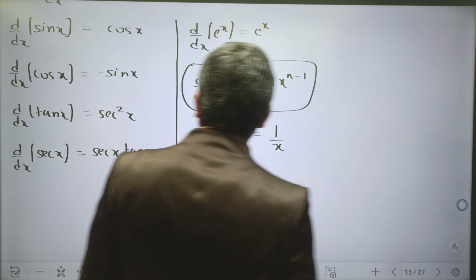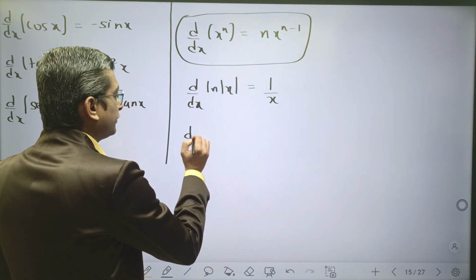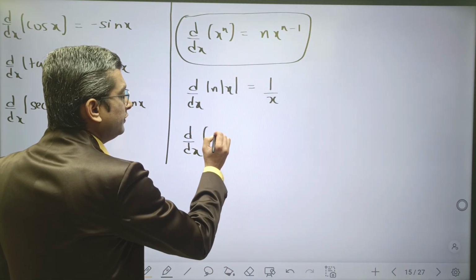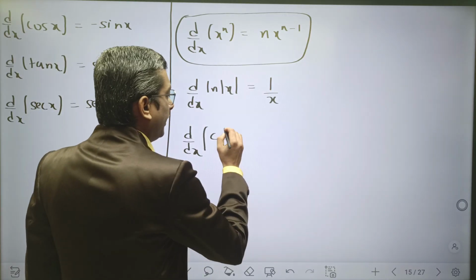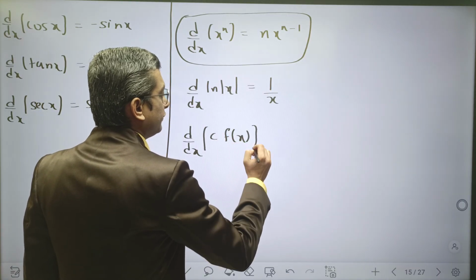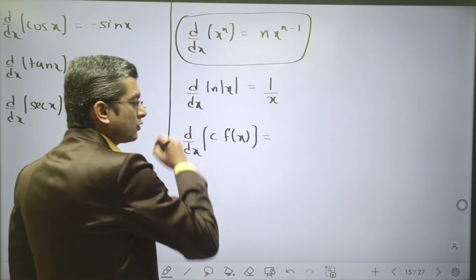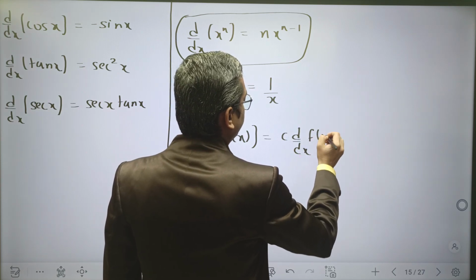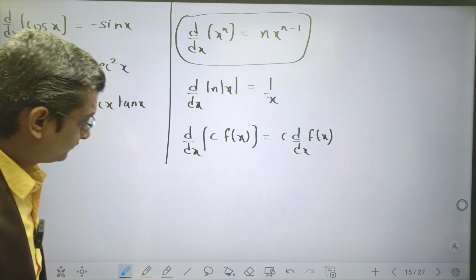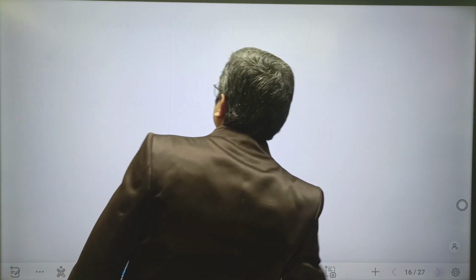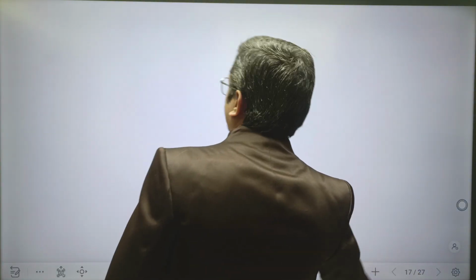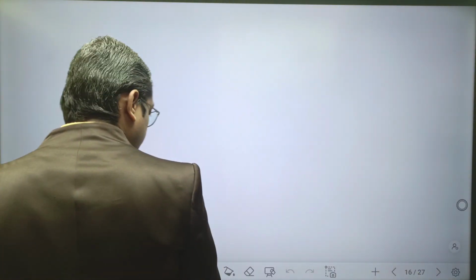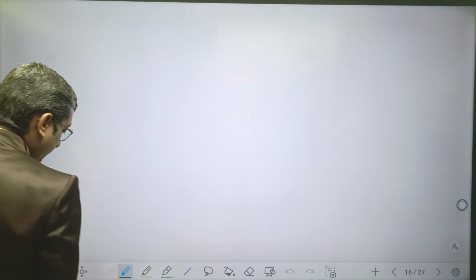But before that, suppose there is a function like c times a function, where c is a constant. What we do is take the constant outside the differentiation, then differentiate the function, that is c times d by dx of f(x), isn't it? There are some more formulas, but before proceeding to that, let us have some examples.